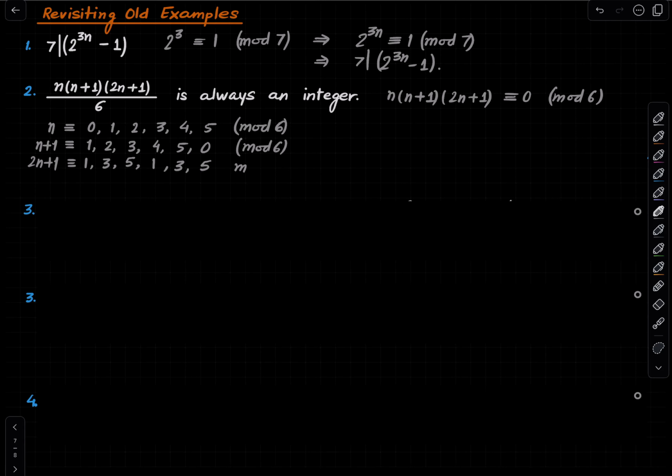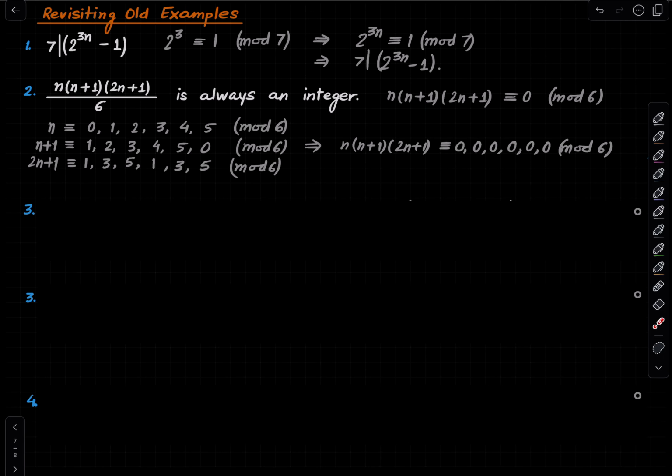Yeah, so this is there. And therefore, n times n plus 1 times 2n plus 1 is congruent to one of the 6 things. In the first case, we get 0 times 1, which is 0. So that's clearly 0. In the second, we get 1 times 2 times 3, which is 6, which is also 0, because modulo 6, 6 is 0. 2 times 3 times 5, which is 6 times 5, 30. 30 is divisible by 6, so I'll write a 0. And you will see that all of them will be 0. All the 6 will be 0.